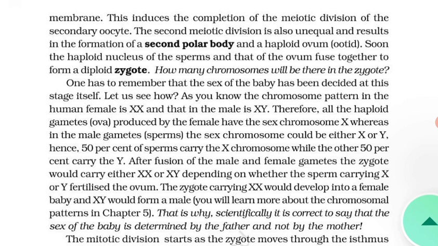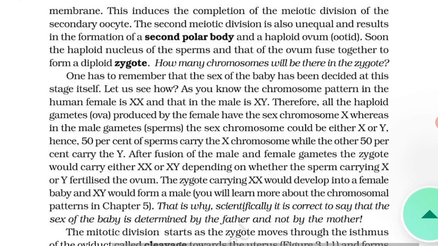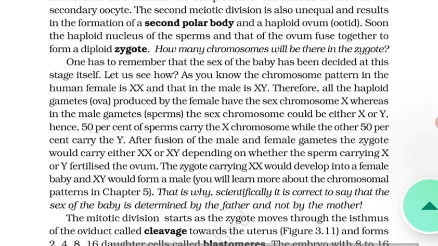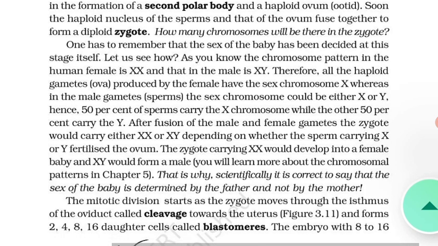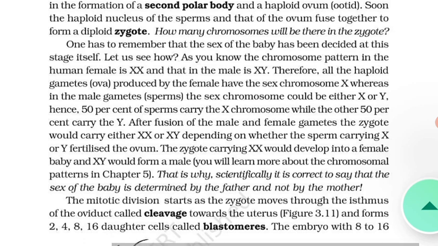The embryo with 8 to 16 blastomeres is called a morula. Clear? You can remember it: 8 and 8 double to 16, so 8 to 16 blastomeres is called a morula. The morula continues to divide and transform into the blastocyst. Morula transforms into what?